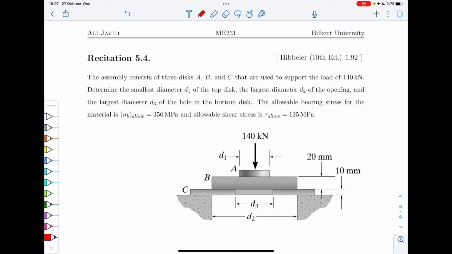We have the structure given here in the picture. We have 3 discs, A, B, and C, and they are supposed to support the load of 140 kilonewton. You are asked to compute the smallest diameter D, D1, here on top of the disc, the largest diameter D2 of the opening, and the largest diameter D3 of the hole at the bottom of the disc. The allowable bearing stresses for the material is 350 megapascal, and shear stress is 125 megapascal.